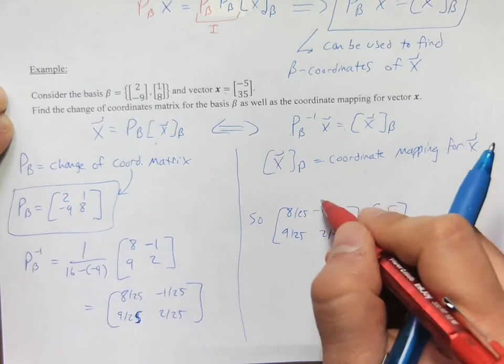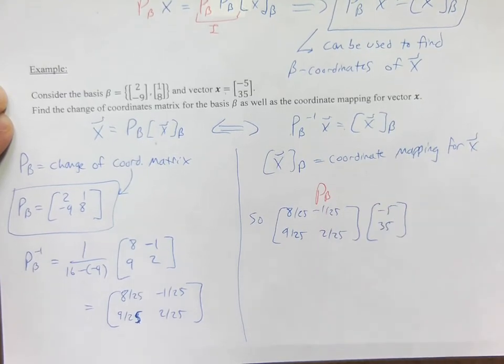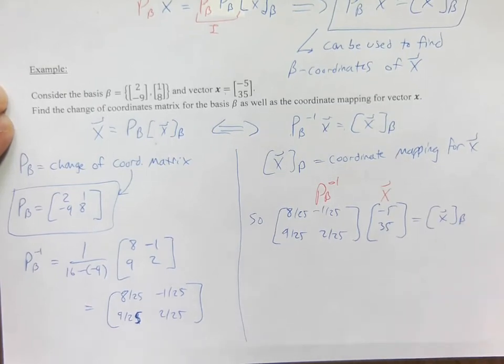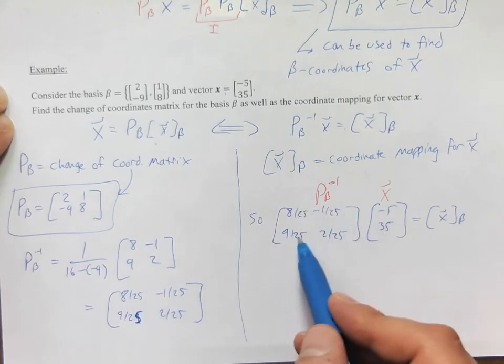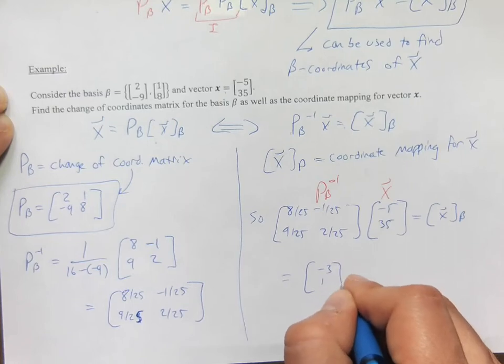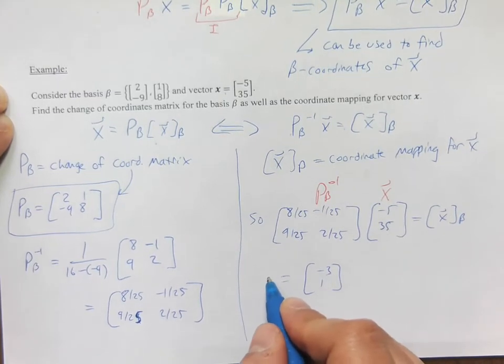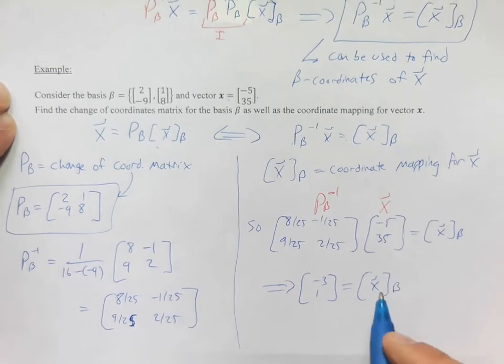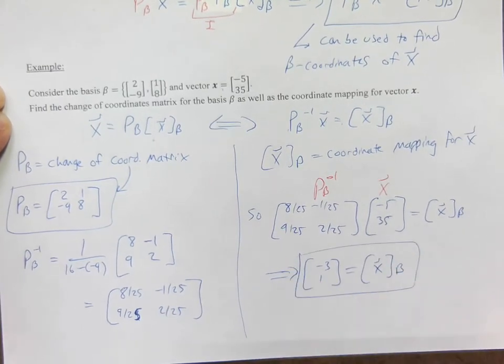And so this is my coordinate mapping, multiplying the inverse of the change of coordinates matrix by x, and that's going to give us what we want, which is the coordinate mapping. And when you do this multiplication and you add it up, you'll end up getting minus 3, 1. So this becomes minus 3, 1, and this is the coordinate mapping for that specific x.